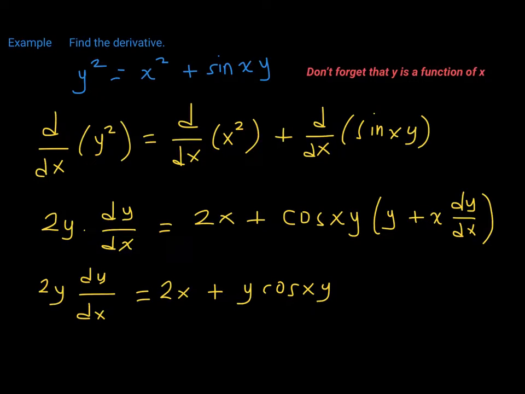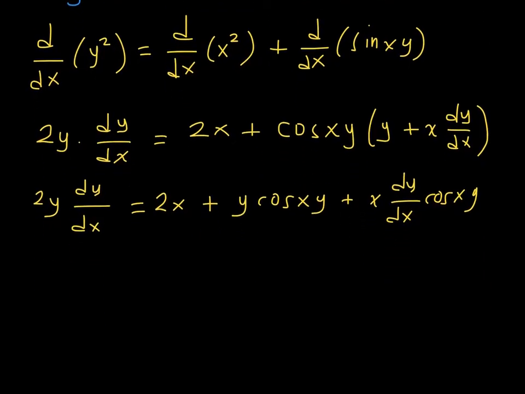Make sure that when you distribute right here, you do not multiply the y and this y and make y squared. That would be wrong because this xy is part of the argument of the cosine function. Okay, and then this will be plus, how do we want to write it? x dy/dx cosine of xy. Okay, now we're trying to isolate dy/dx, so I'm going to get all my dy/dx terms on the left side.